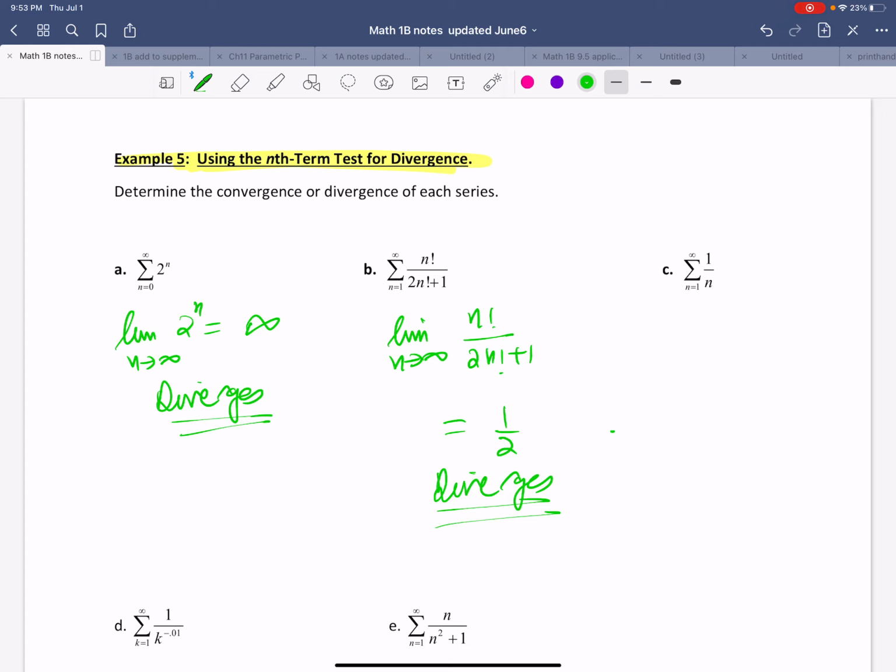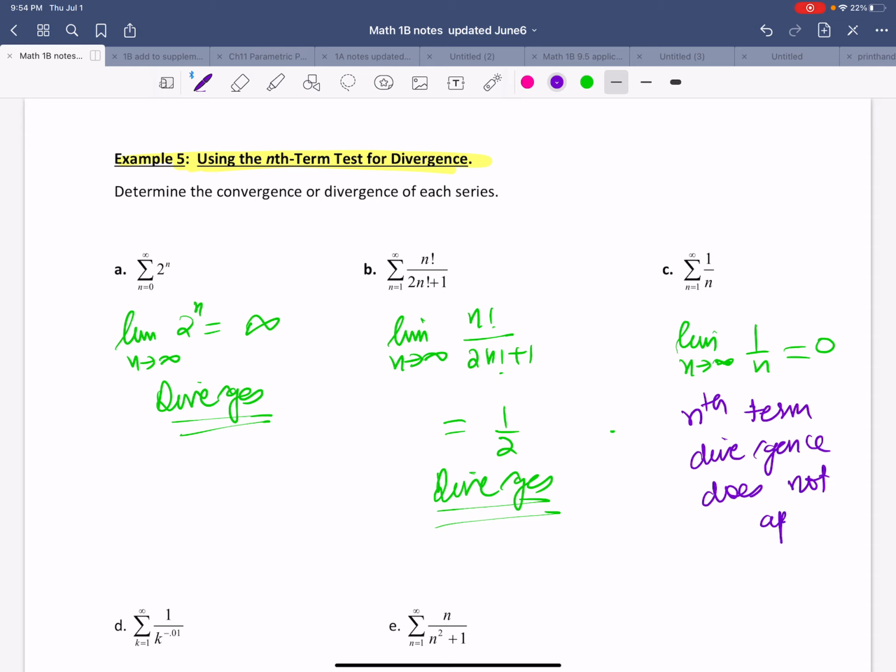It is just the beginning. So summation n equals 1 to infinity of 1 over n. Limit as n goes to infinity of 1 over n. Well, this turns out to be 0. So if we get a 0, the nth term divergence test does not apply. That test does not tell us anything about convergence or divergence of this series, so we cannot say anything. This is inconclusive based on the nth term divergence test. We cannot say anything in this case.